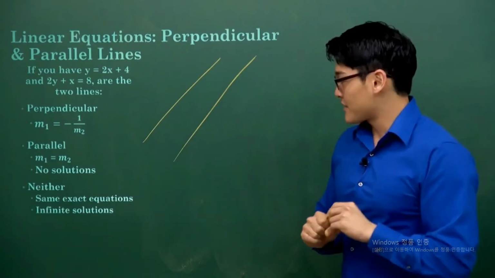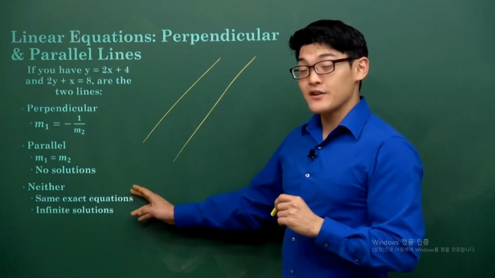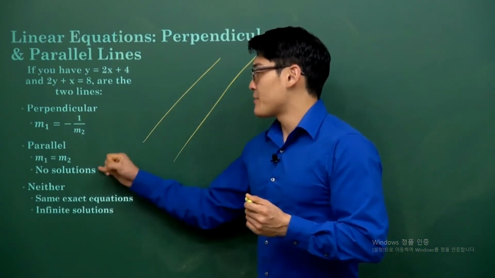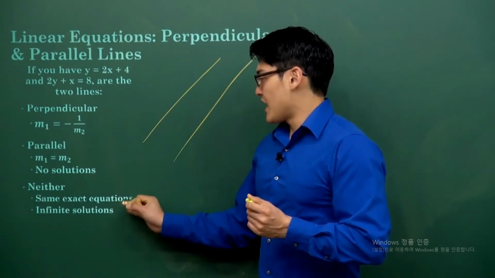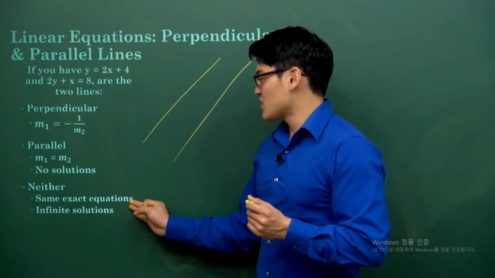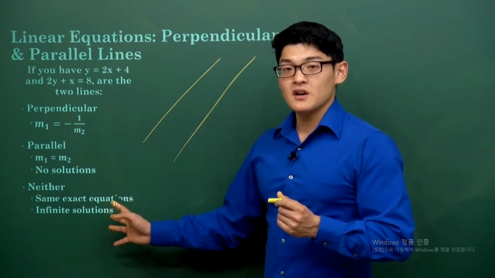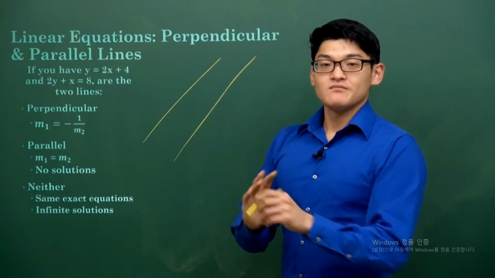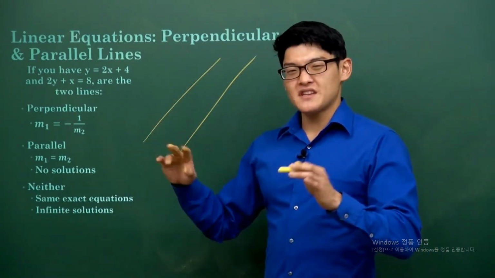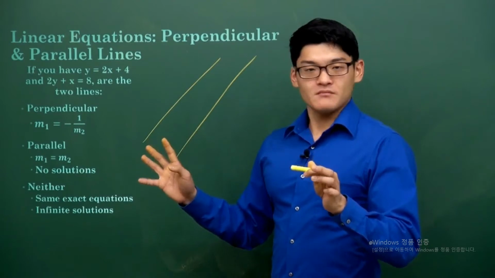So keep that in mind. And then you have this other option of neither. They're neither parallel, neither perpendicular. And so a lot of the time, they can just be any sort of line that just intersects. So they can intersect at 45 degrees, 70 degrees, and such.